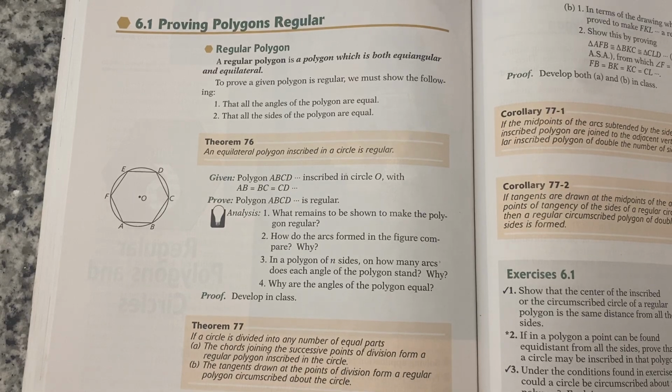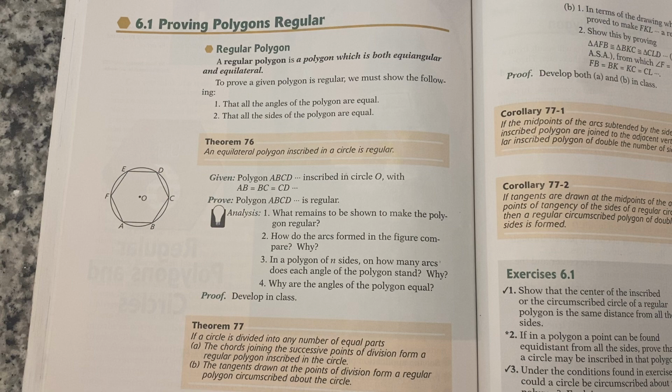So we're in your geometry and we're on chapter 6. It starts off with proving polygons regular. So what's a regular polygon? We have a definition. A regular polygon is a polygon which is both equiangular and equilateral. So it has to be both.